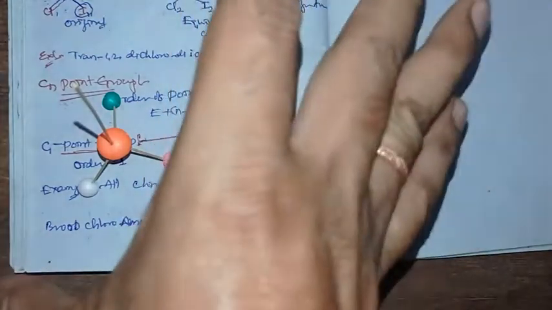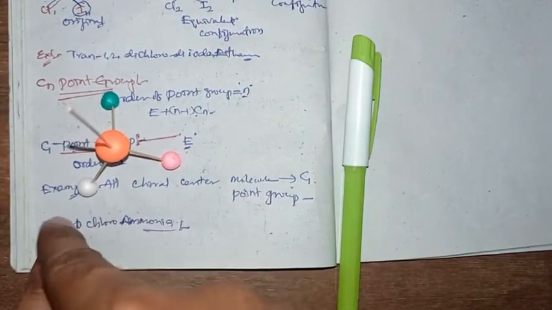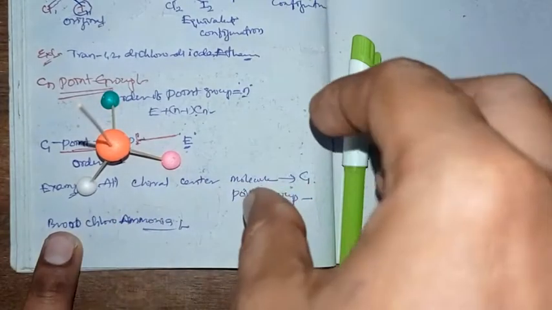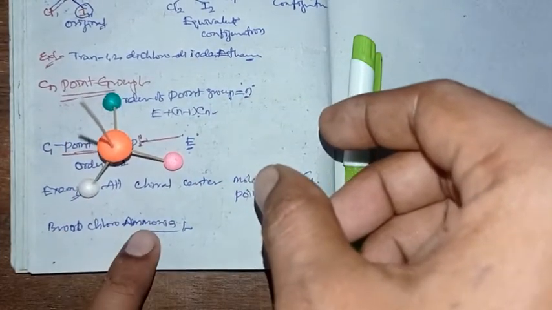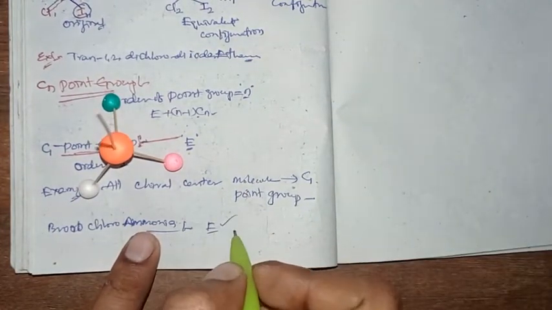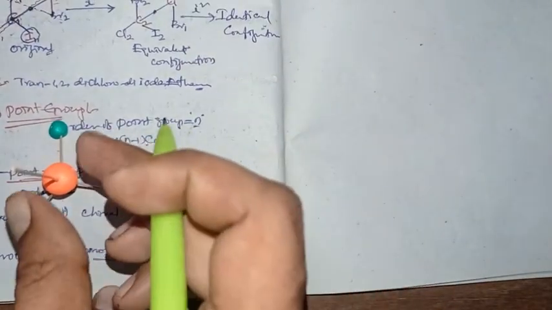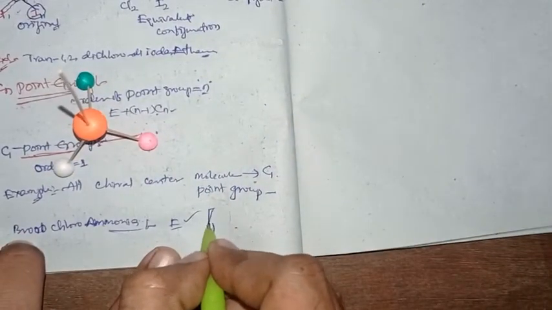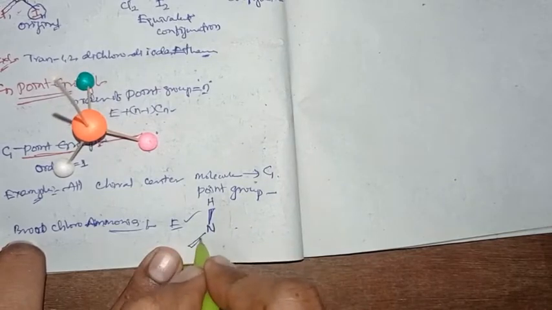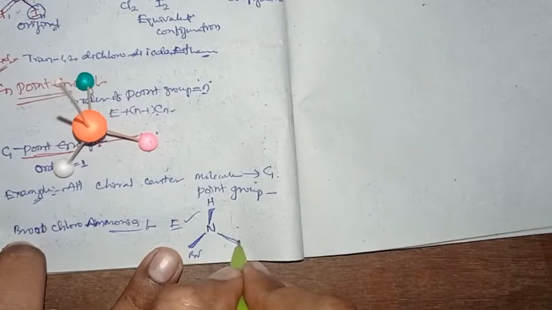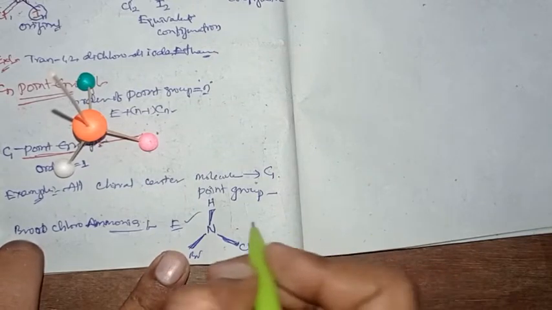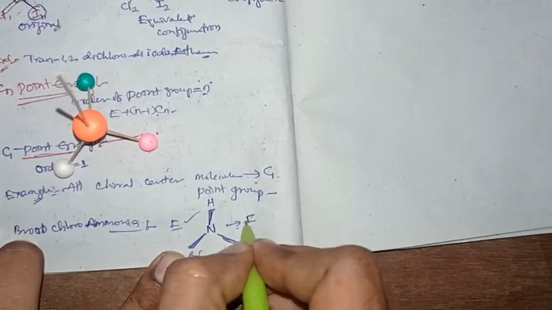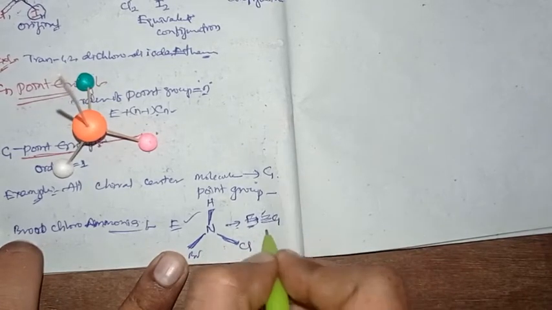Like that, any operation you do on this particular molecule, other than identity, all the elements will be absent, only identity will be there. That's how the bromochloro ammonia, the ammonia with hydrogen, bromine, chlorine, a chiral nitrogen, chiral ammonia, will consist of only E and is designated as C1 point group.